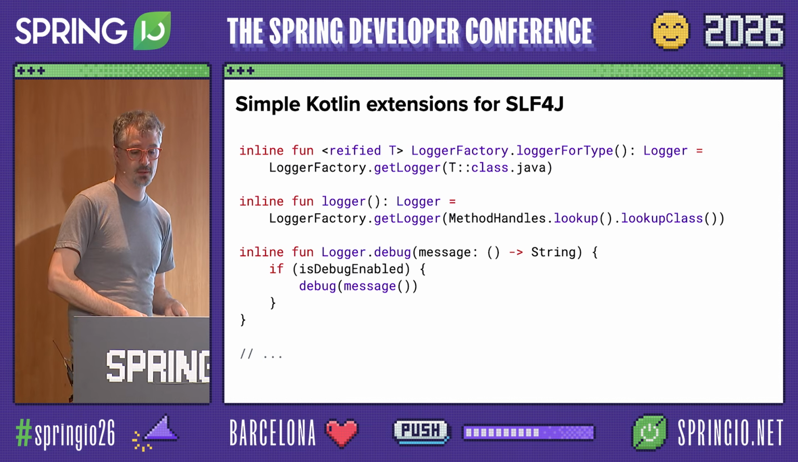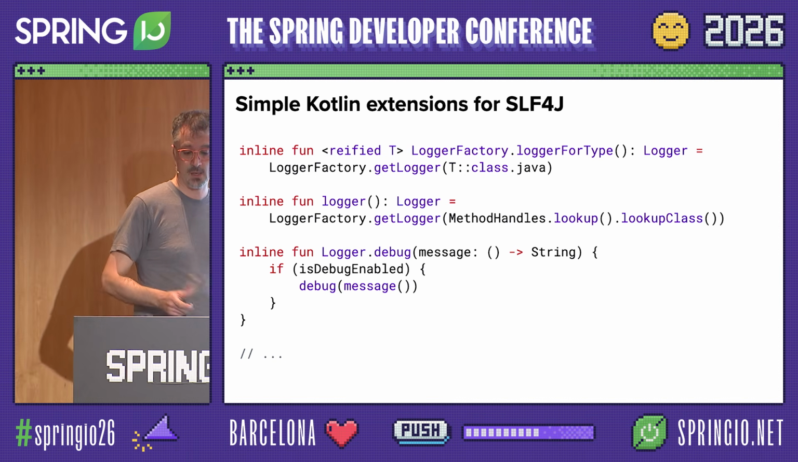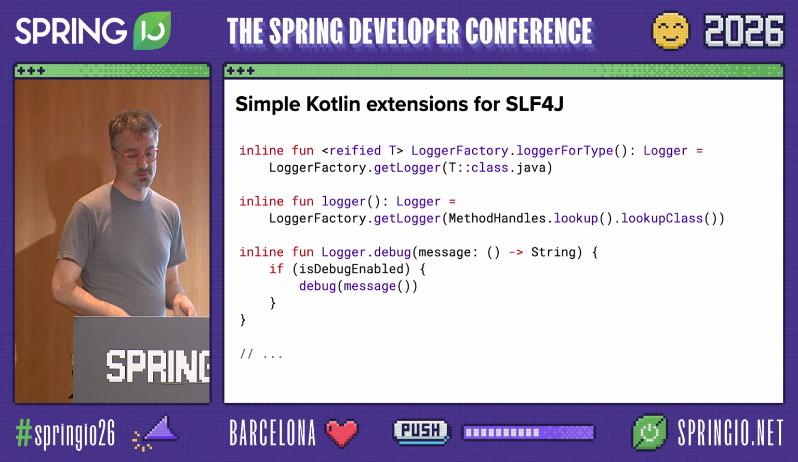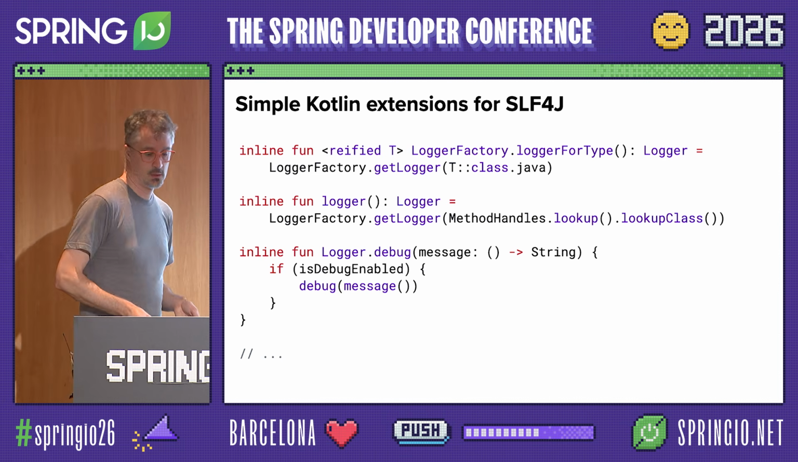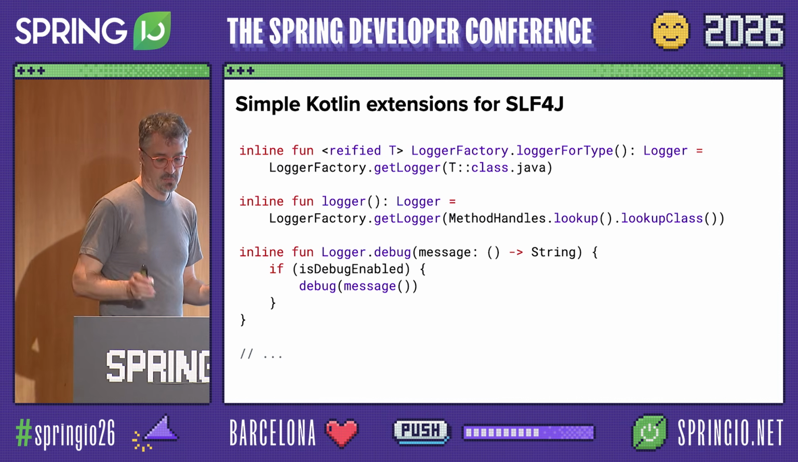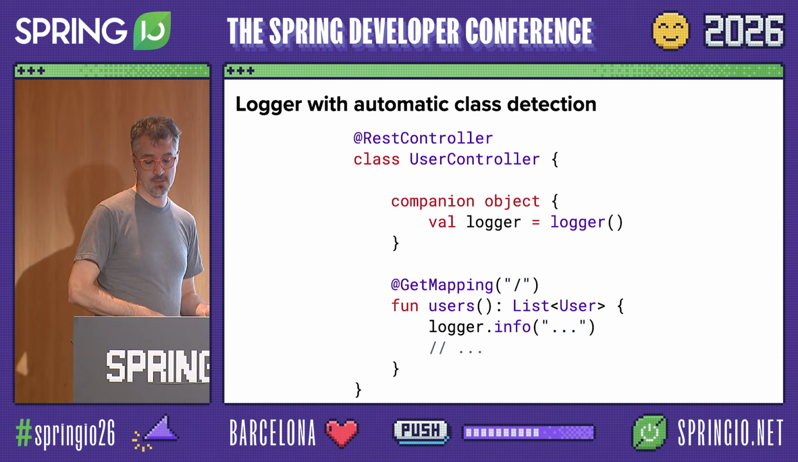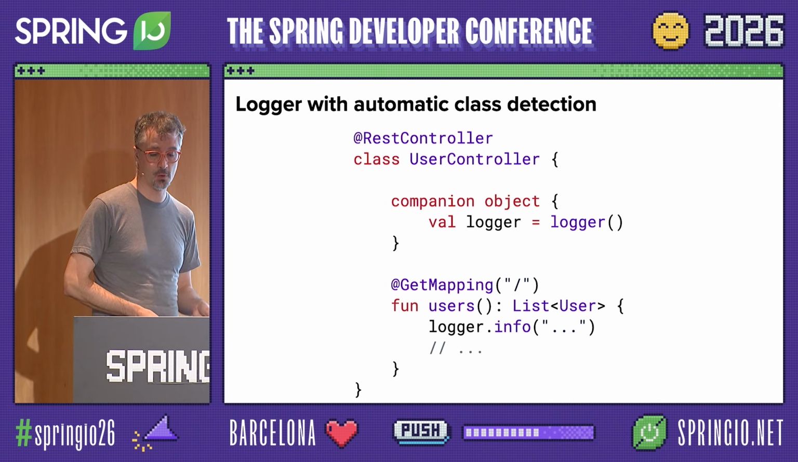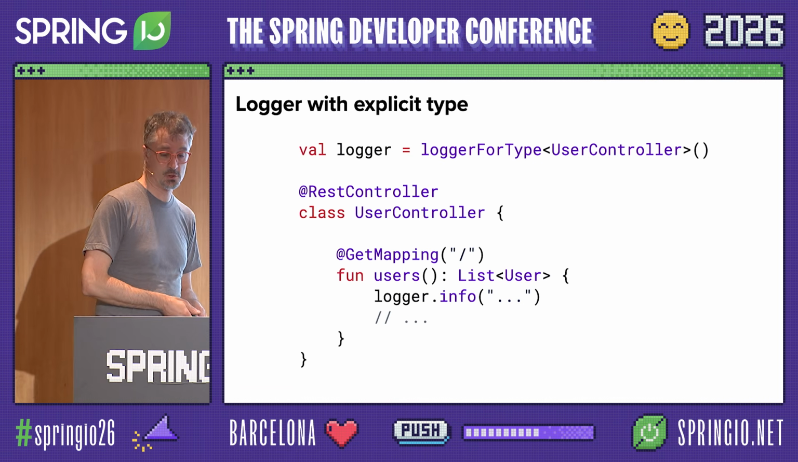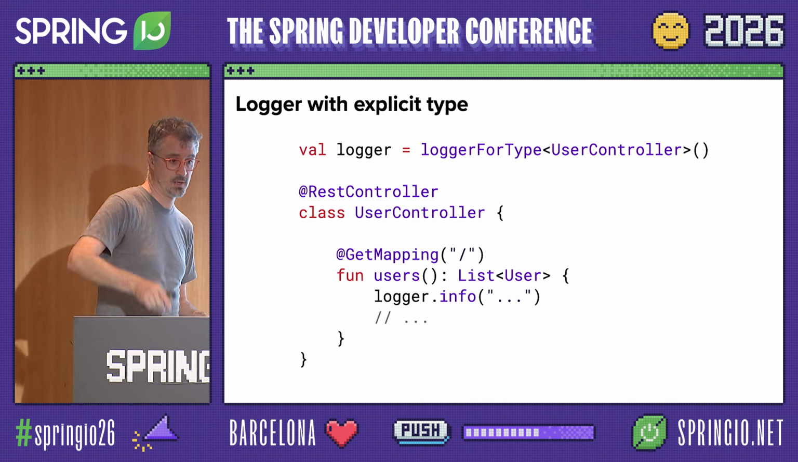You can also provide a version that is automatically going to detect the enclosing class. And you can just use an inline function to do some conditional logging if the log level is enabled. And I don't think you need much more. With that, you can just create loggers like that, and it will detect the user controller class. Or you can just put your logger outside of the class, top level in your file.